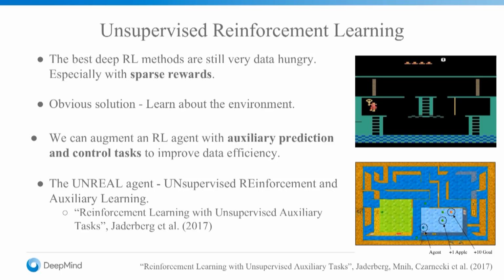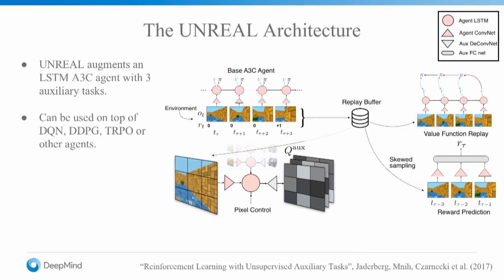In some somewhat recent work, we looked at this idea of augmenting a reinforcement learning agent with auxiliary prediction and control tasks. The idea here is that by asking the agent to learn different things about the environment, it will help shape the representation of the neural network, and it should improve the data efficiency. The agent I will describe is called Unreal, which stands for Unsupervised Reinforcement and Auxiliary Learning. Okay, so we've heard about policy gradient methods already. Unreal takes an A3C agent. The details are not that important.